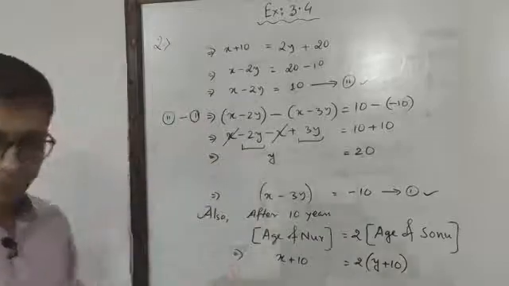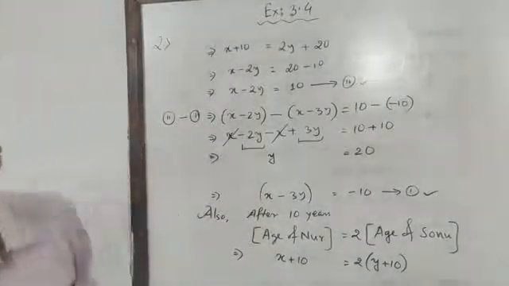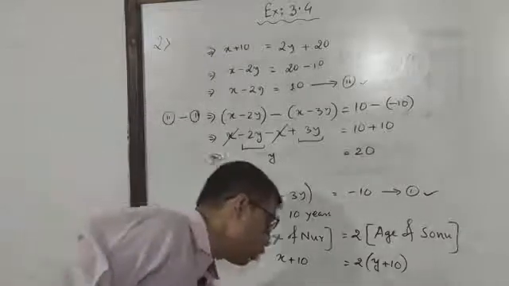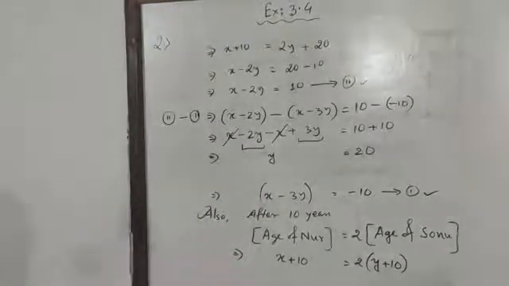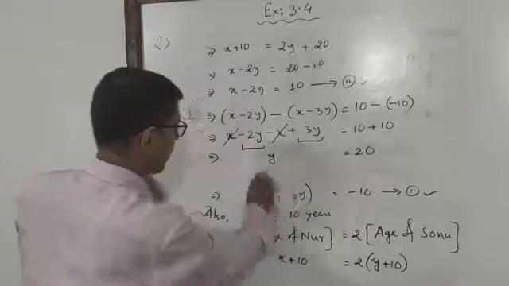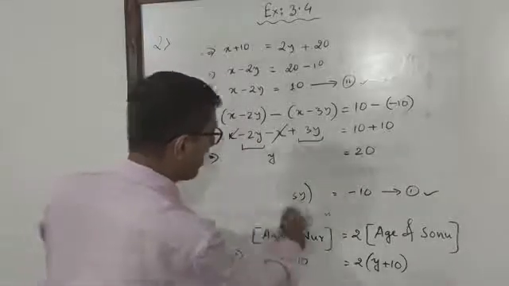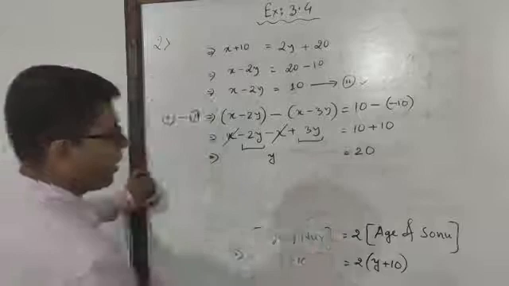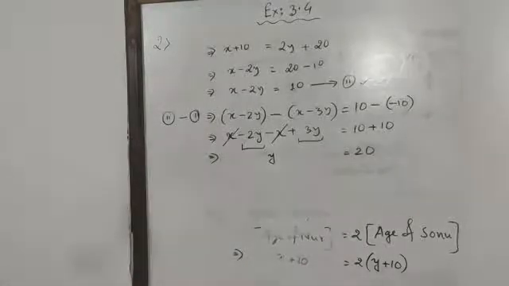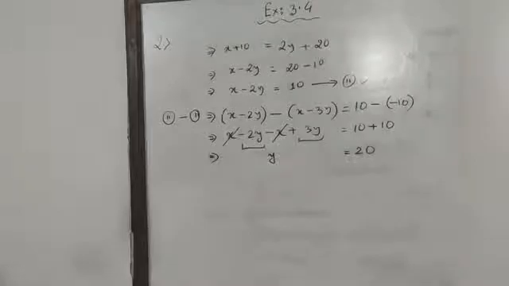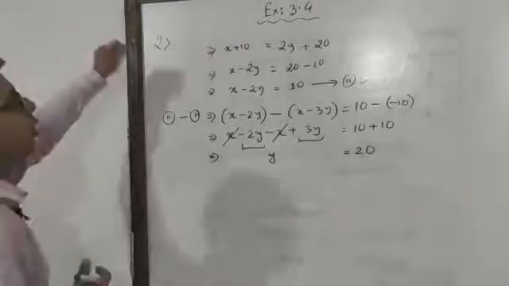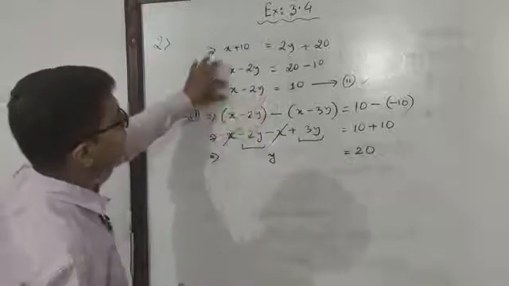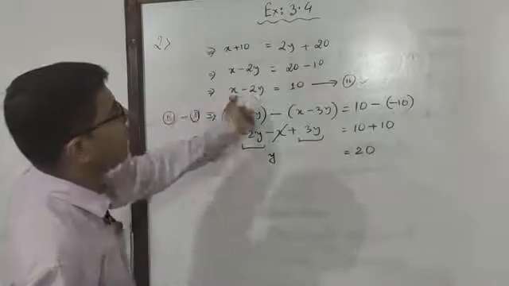What was Y? Yes, Y was the age of Sonu. So the present age of Sonu is found as 20. Now we are going to find out the value of X. The value of X will be the age of Noor. How to find that? We can substitute the value of Y in any one of the given equations, equation 2 or equation 1. Equation 2 is a very easy equation, so we can substitute the value of Y here to get the value of X.